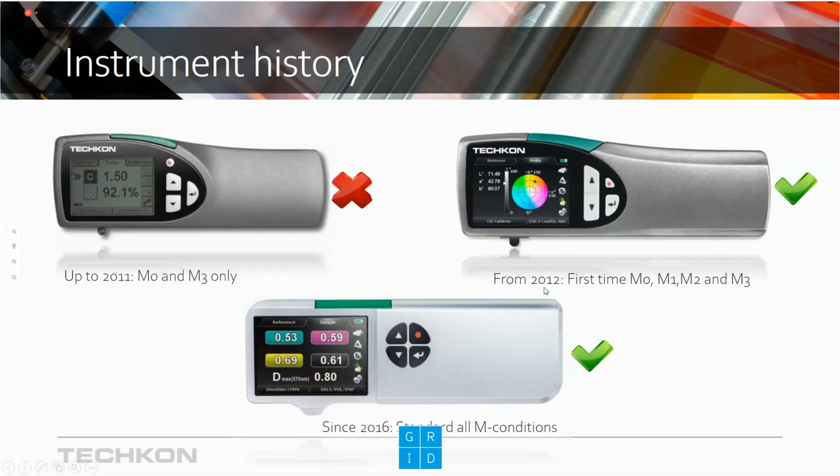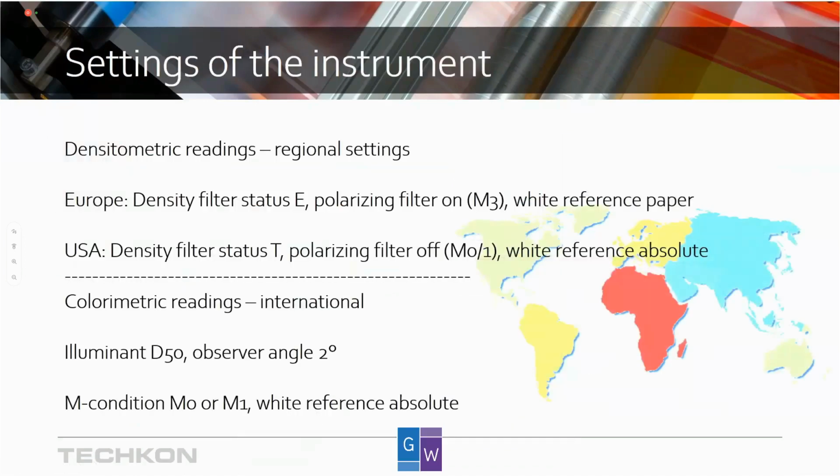And since 2013, there have been a lot of instruments on the market that can measure all measuring conditions, and at the latest in 2016, it is a standard that the instrument provides all measuring conditions in the new type of spectrophotometers. So beside the M conditions, there are also additional settings which you should take care about.